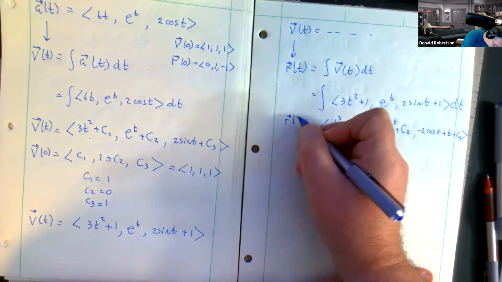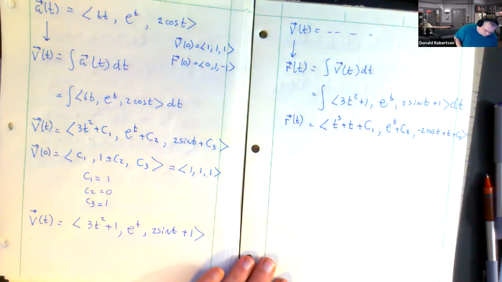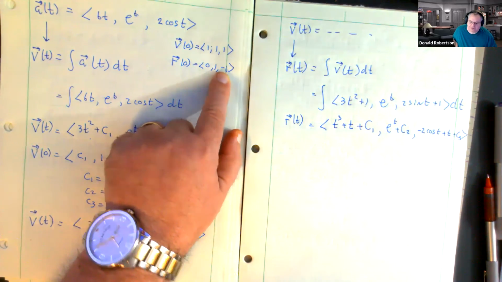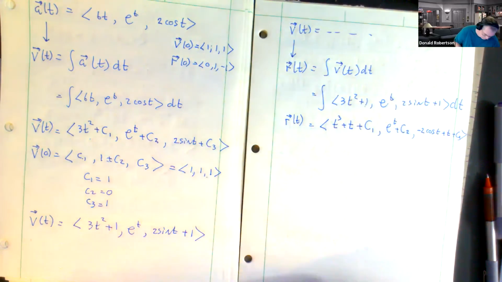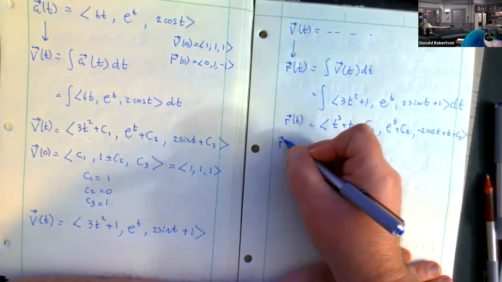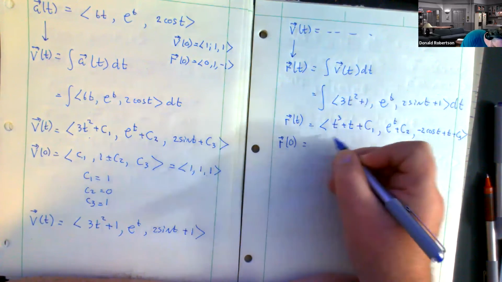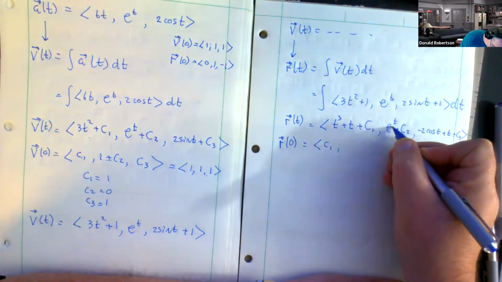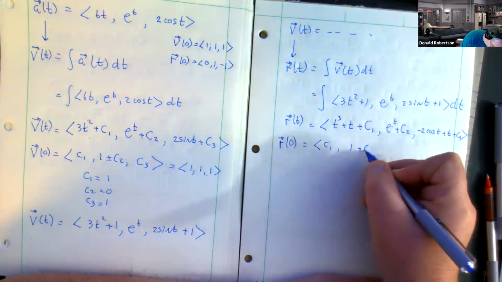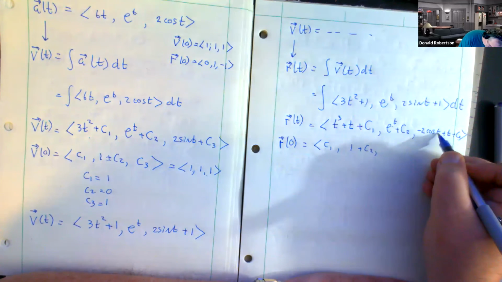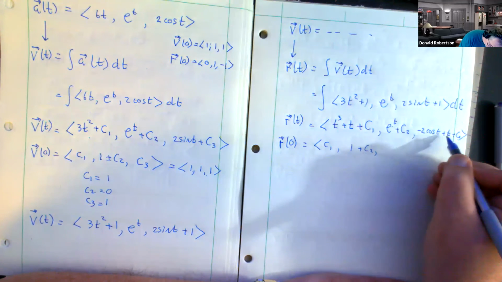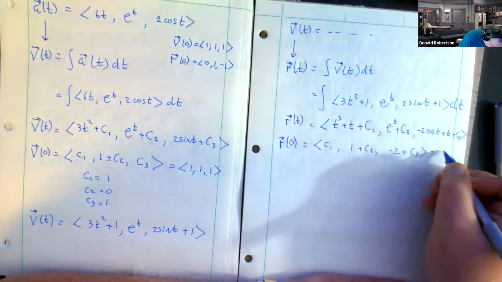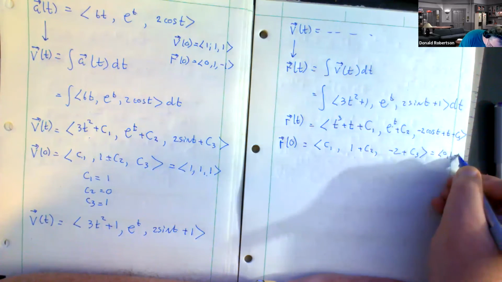We have the generalized version of the position function. We'll then use the position at 0 equals this to find the c1 and so forth. So the position function at 0 is nothing cubed plus nothing plus c1, which gets you c1. E to the 0 gets you 1 plus c2. Cosine of 0 is 1, so that's -2 plus nothing, so it's -2 plus c3. And that is going to be 0, 1, -1.